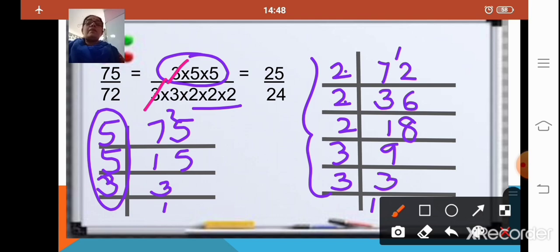Now 25 is divisible by 5 and 24 is divisible by 2. But we cannot do that. Why? Because to reduce to the lowest term, you have to divide the numerator and the denominator by the same number. Okay?